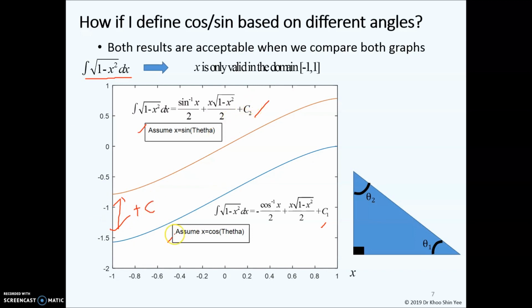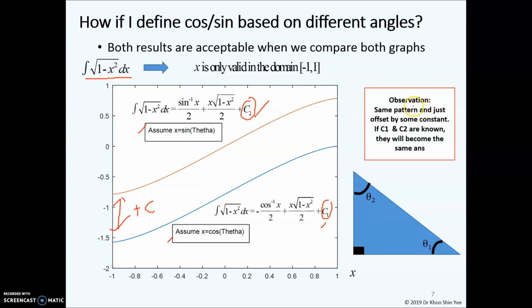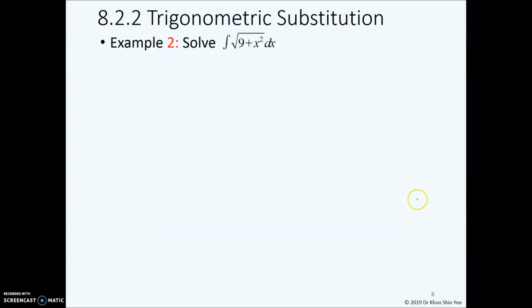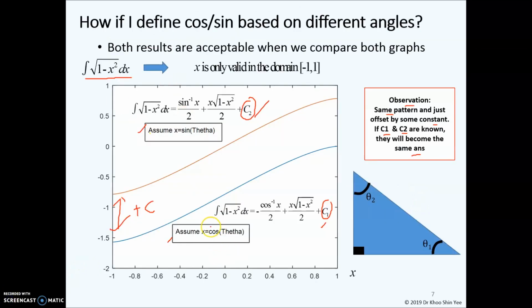Okay, so these two are the same answer, just that the constants C1 and C2 here will be different. So based on this observation, we can see it's the same pattern, with an offset by some constant here. If the constants C1 and C2 are known, they will become the same answer. So in this study, this should be your focus.